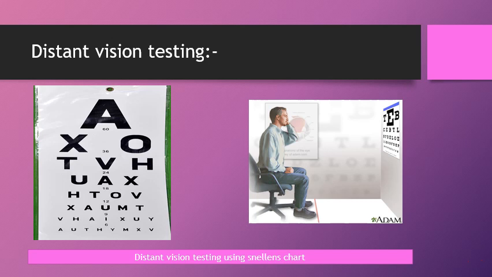The right side picture shows the examination which is done for the distant vision. Here the patient is made to sit comfortably at 6 meters distance normally, or if a mirror is placed in front of him, then he is made to sit at a distance of 3 meters. Then he is asked to close one eye. Usually the left eye is asked to close. Then we check the visual acuity of the right eye.